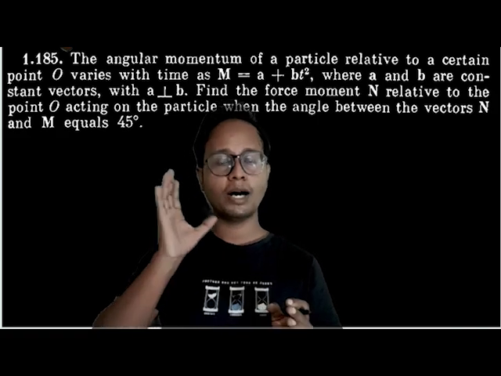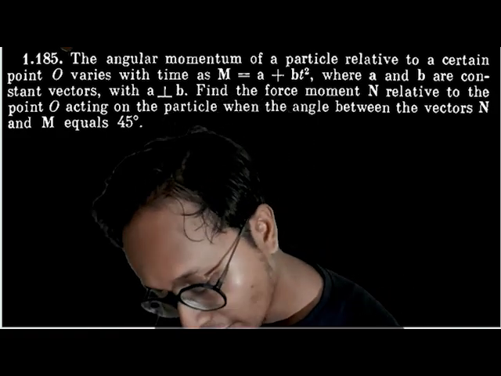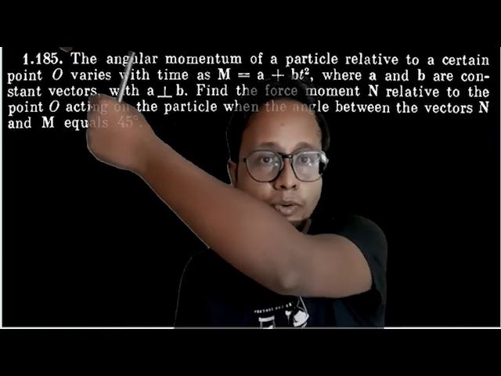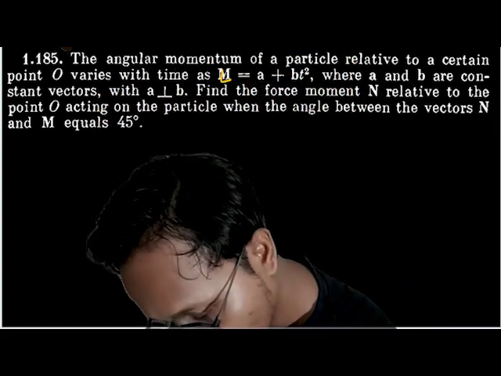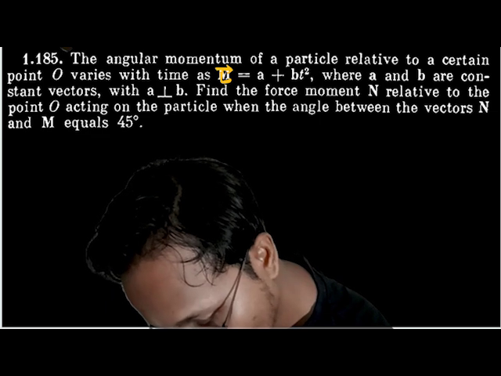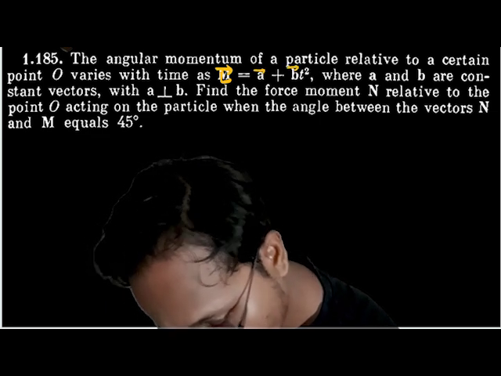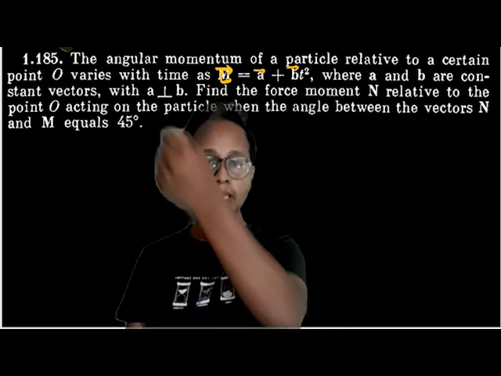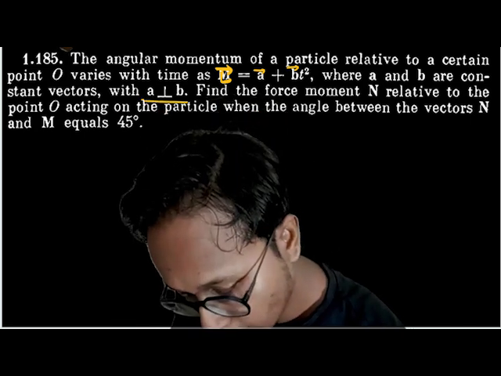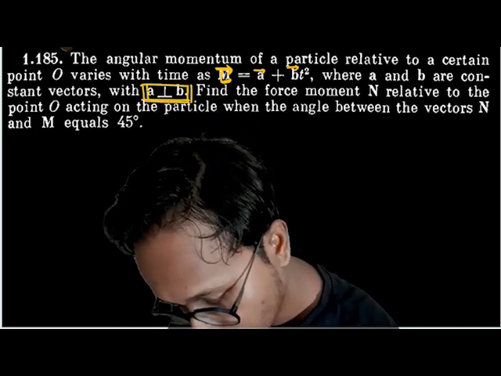So out here, what I'm trying to say is, you understand the angular momentum of a particle related to a certain point O varies with time as M is equal to a plus b t square. So out here, this is nothing but angular momentum. This is a vector. But a and b are constant vectors, and a is perpendicular to b. Remember this point. This will be very helpful in our calculation.